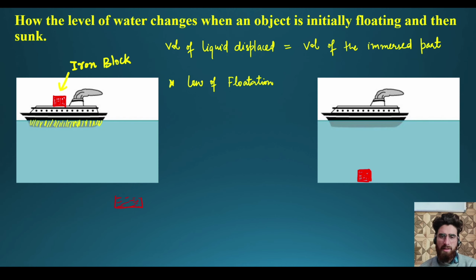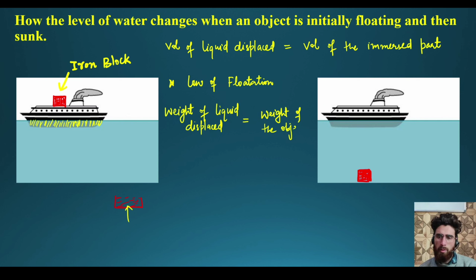When it has displaced some amount of water, what's going to happen? The law of flotation says that if the object floats, the weight of the liquid displaced is going to be equal to the weight of the object. Very important. So what's happening here? The weight of the object is being balanced by the buoyant force that you will study in the Archimedes principle. I will skip that here. So this is the law of flotation that we have.